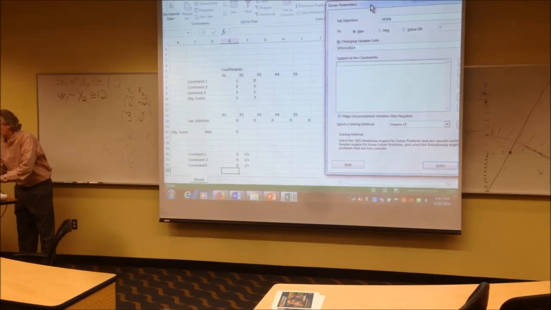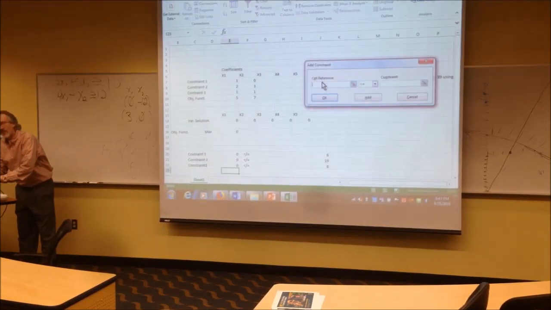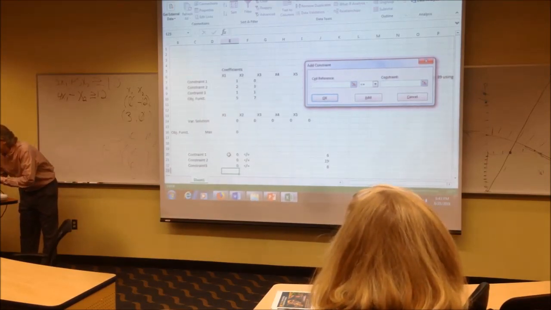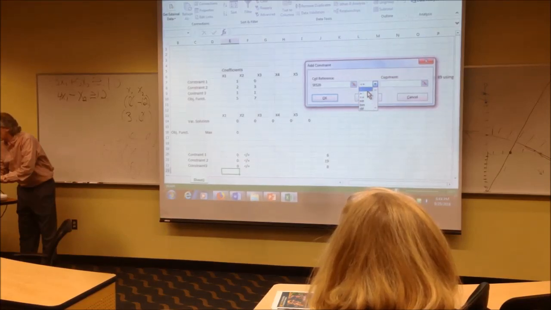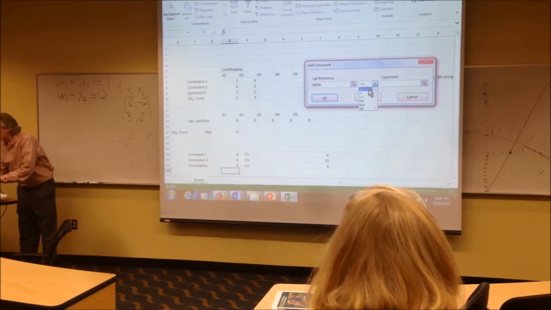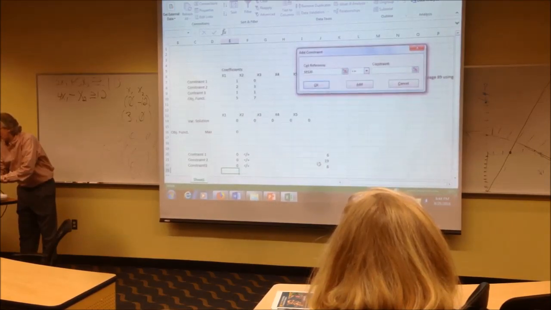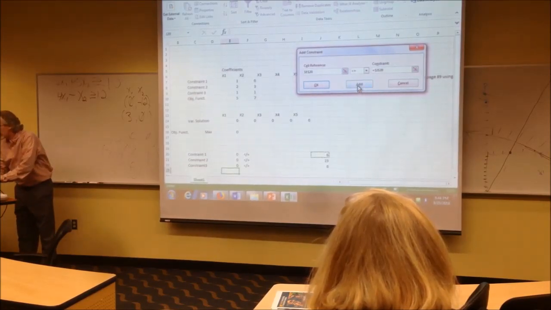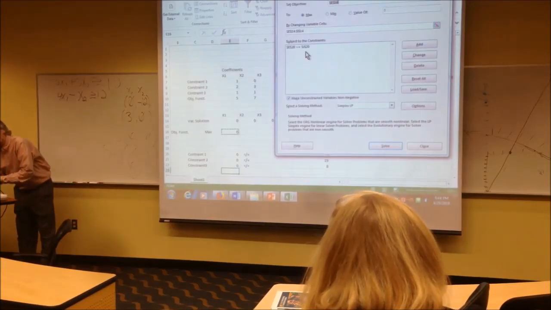Now, constraints. Get over here. The first constraint, we're going to add a constraint. Right here. Cell reference. Where's the formula where that constraint's running? Right there. The first constraint's at, what is that? E20. Is it a less than equal, greater than equal? We're using these top three. Less than equal, equal, or greater than equal? It's a less than equal. And then where's the right-hand side? Right here at, what is that? J20. We hit OK. There's that constraint. E20 less than equal J20.